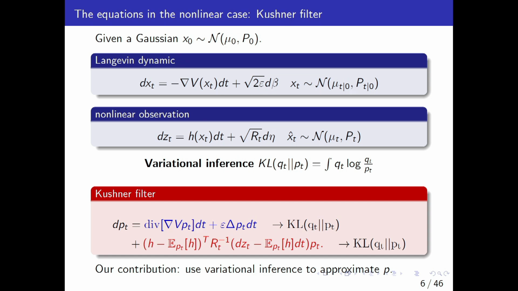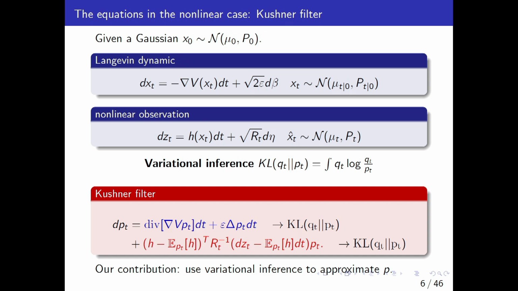So we consider variational inference to approximate these distributions. Variational inference uses a Kullback-Leibler divergence between two distributions. At right, we have our true distribution, multimodal, for example, very complicated. And at left, we'll consider here a Gaussian distribution, what we call the variational Gaussian approximation.